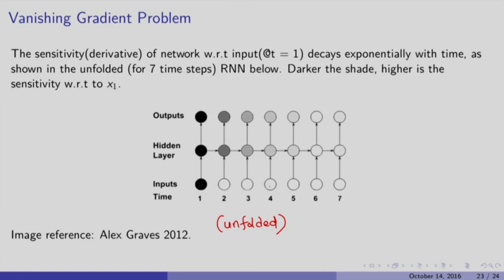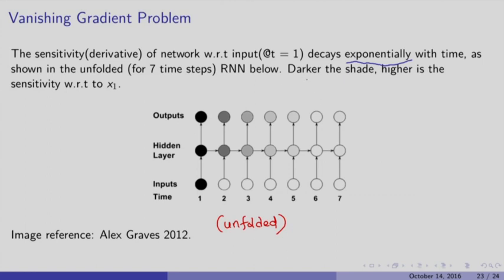Inputs have been shown here below, with indices up to 7, and there are hidden layers and outputs which have all been summarized across all the neurons in the hidden layer. The sensitivity of the network with respect to the input, that is the input at t equals 1, decays as you move away from the input, and in fact this decay is exponential, as has been pointed out here.